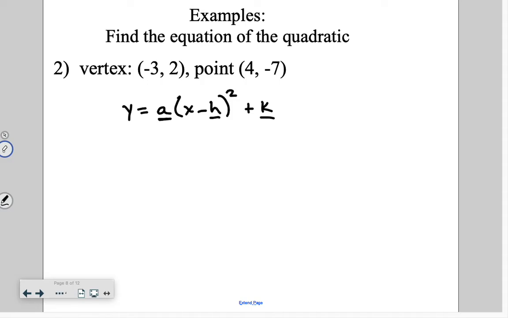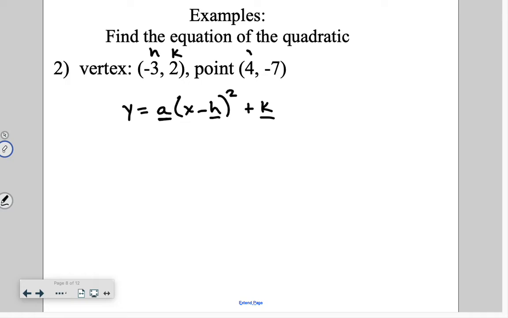What do I have right now? I have the vertex, so I've already got h and k. There they are. I could put those in right now. What don't I have? I don't have the a value. Why did I give you that extra point? So plug it in for x and y so that I can find the a value that goes with it. That is the whole reason why there's some other extra point that's given. It's to find the a value.